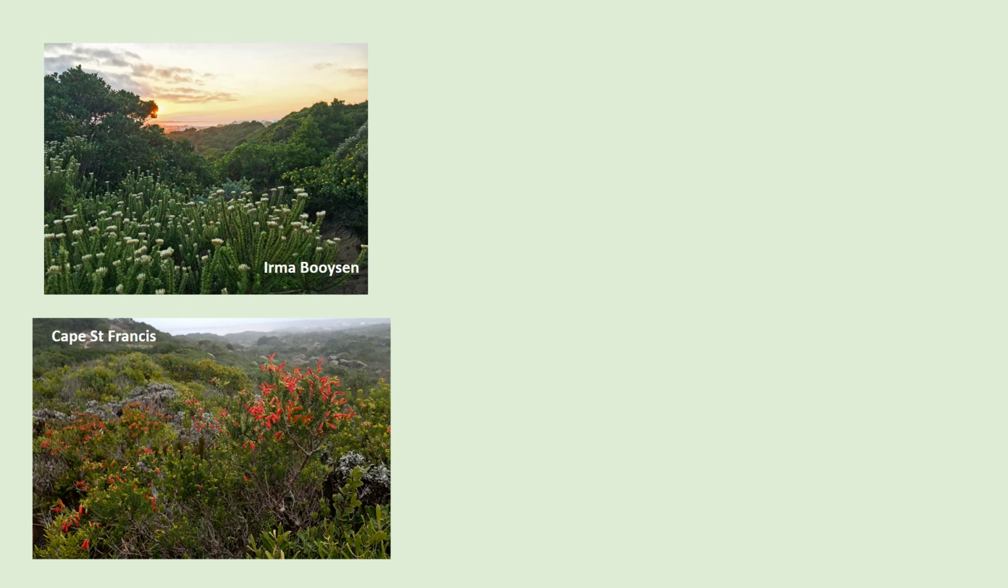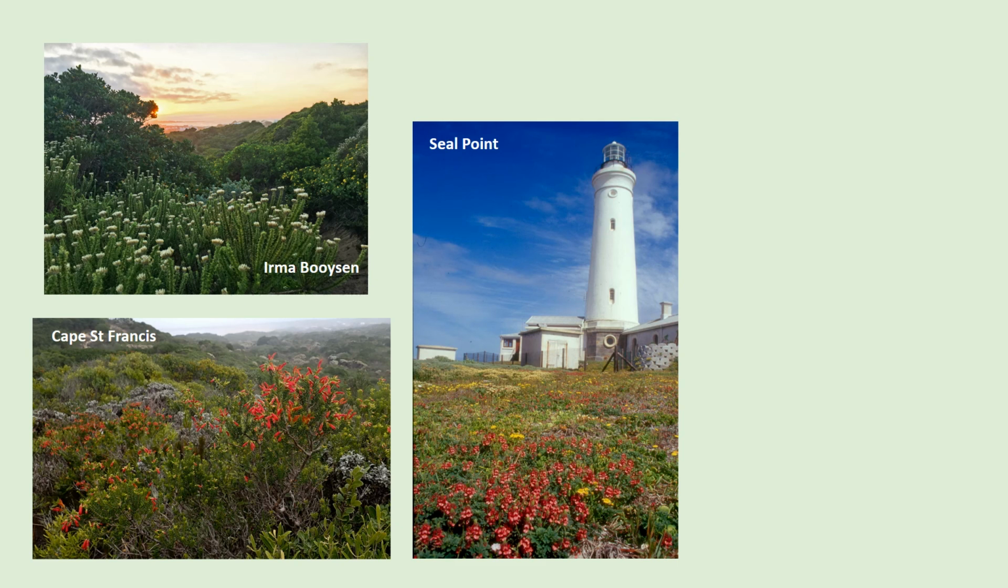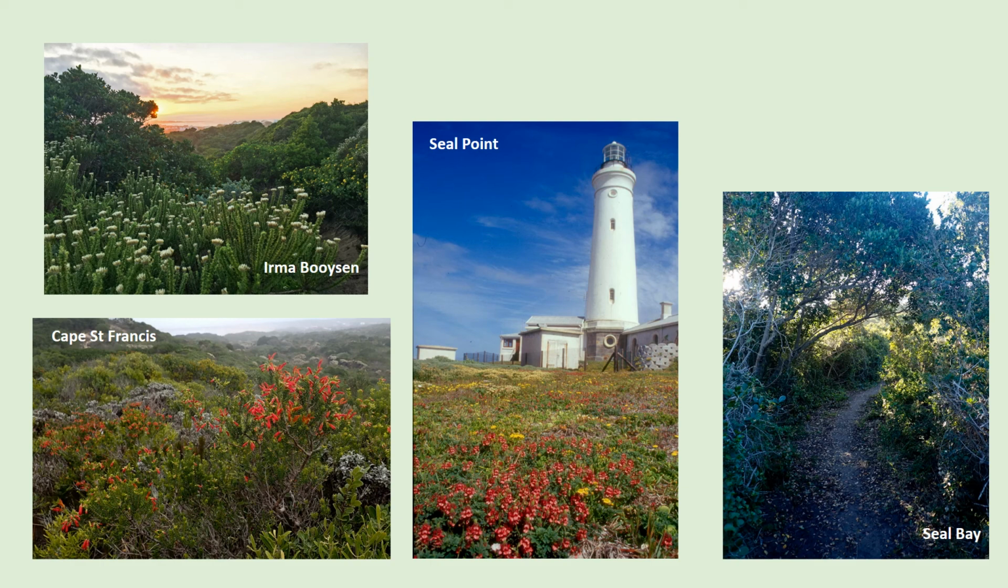Irma Boysen gives wonderful opportunities to see how Fynbos and thicket intertwine. Cape St. Francis has really great views of the ridge, dune ridge swale environments. Seal Point is especially good for coastal vegetation, particularly one of our most unique features, which is the shell shingle vegetation around the wild side. And of course, Seal Bay is excellent for getting up close to thicket and forest species.